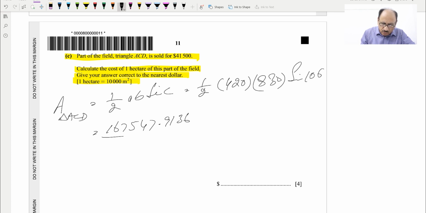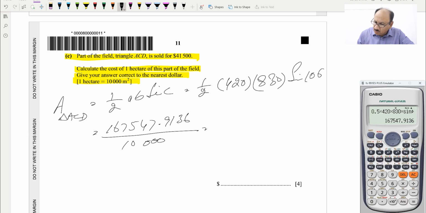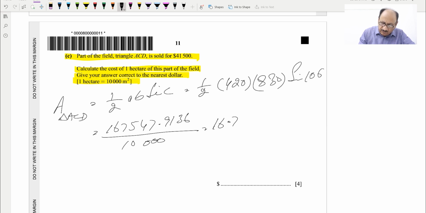167547.9136, and we need to convert into hectares by dividing by 10,000. If we divide by 10,000, that is 1, 2, 3, 4 zeros, this will give us 16.75 hectares.